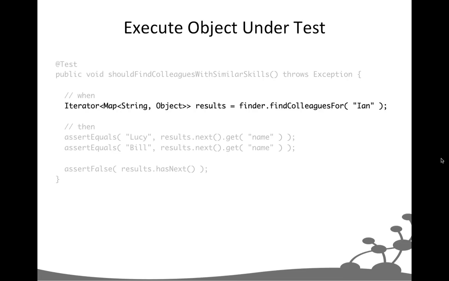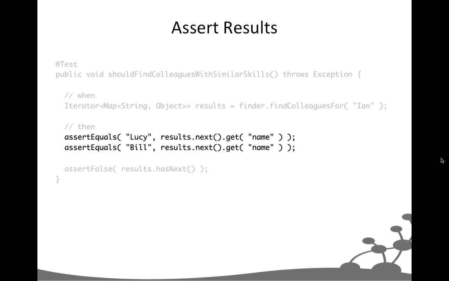So the first thing we're going to do is call the findColleaguesFor method on our ColleagueFinder. Again, we haven't written this method yet, but assuming that's the next thing we'll do, we're going to call its method here. We pass in the name of a specific user, and assign the results to a local variable. And then in the remainder of the test, we make some assertions against the contents of those results.